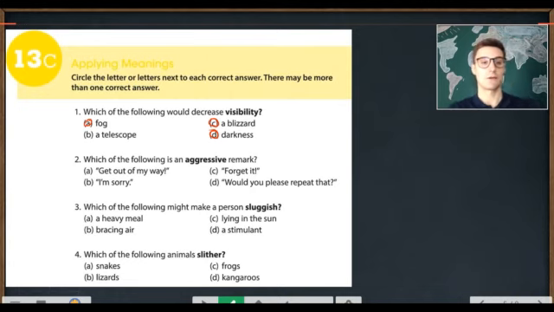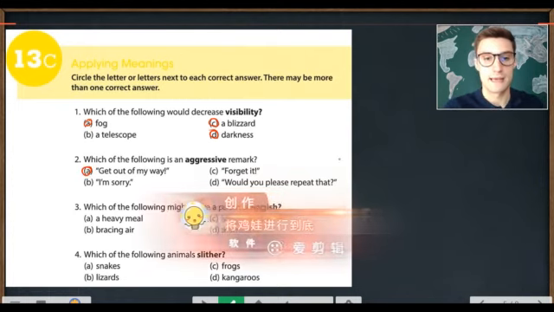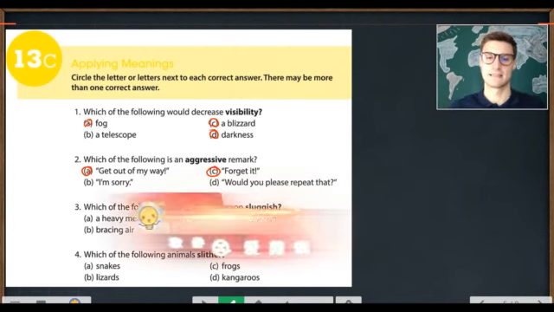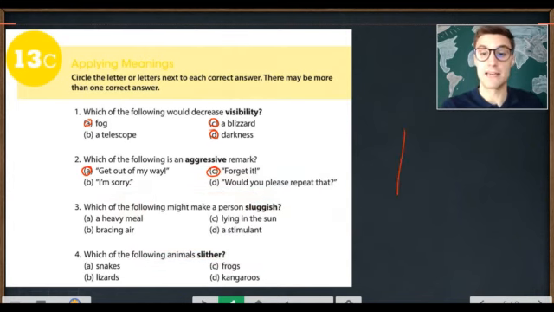So which of the following is an aggressive remark? I can see 2 that are correct. A. Get out of my way. And C. Forget it. You can see they have exclamation marks at the end. That shows you it's exclaimed. Number 3. Which of the following might make a person sluggish? Is it A. A heavy meal, so eating a lot.